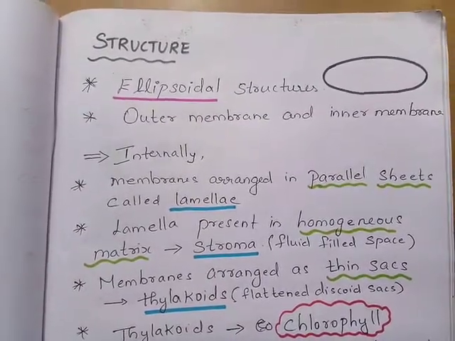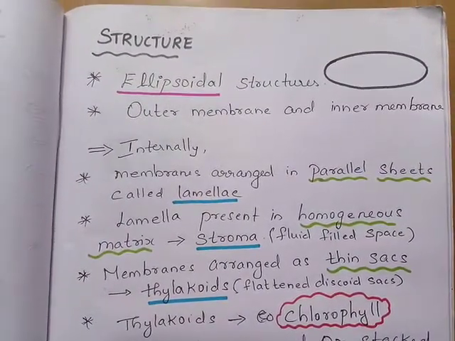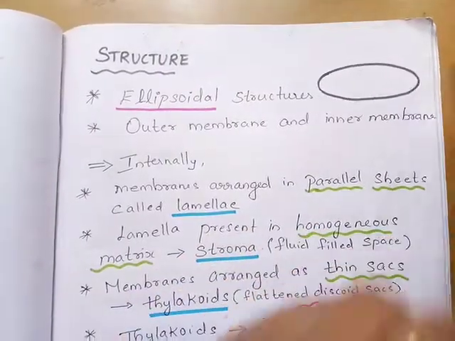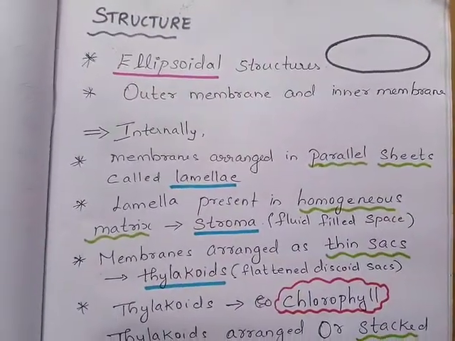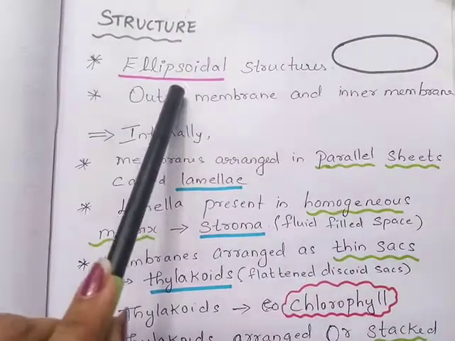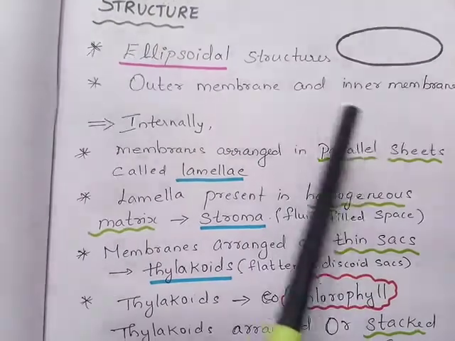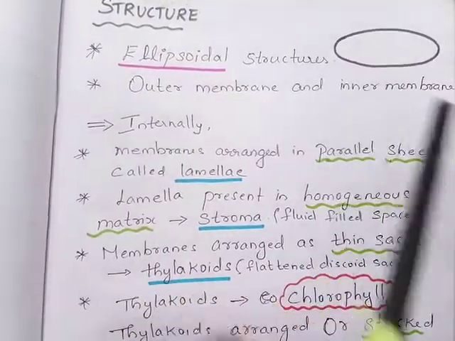Chloroplast is ellipsoidal in structure. So this is the structure of chloroplast. This looks like this. The chloroplast contains an outer membrane and an inner membrane. So they have both outer and inner membrane.